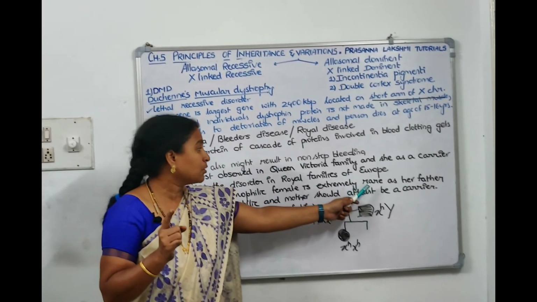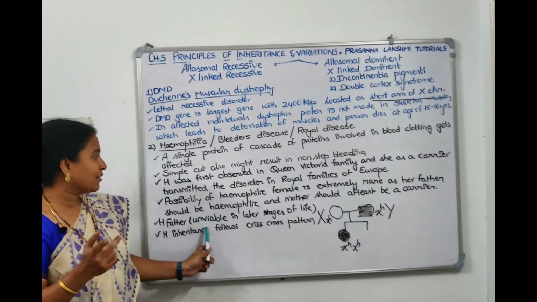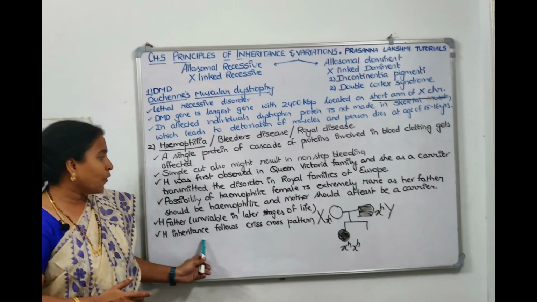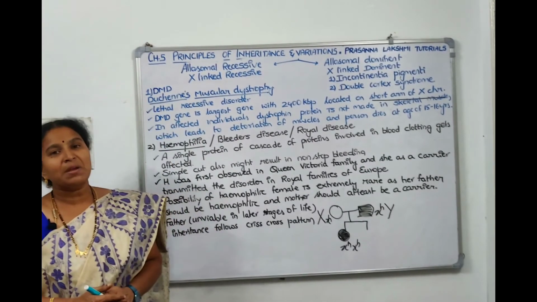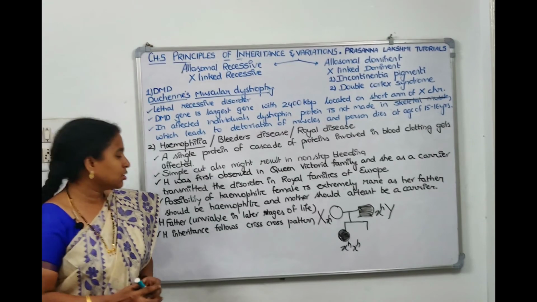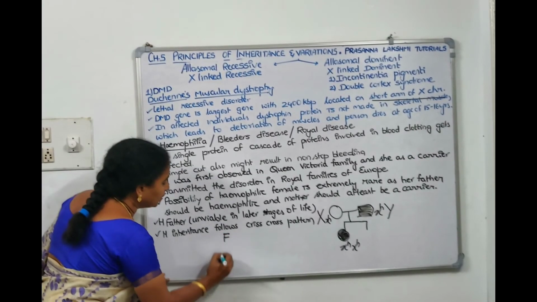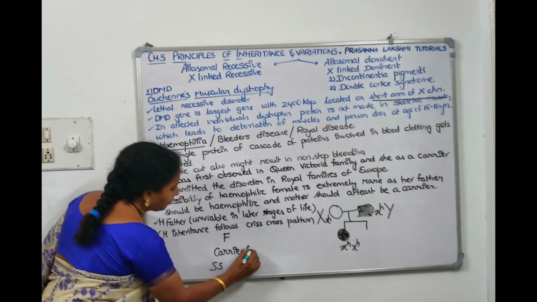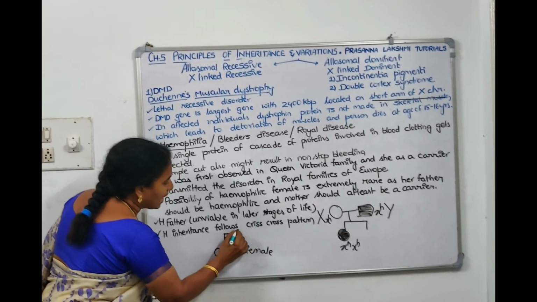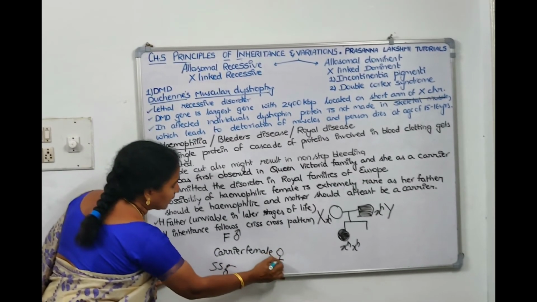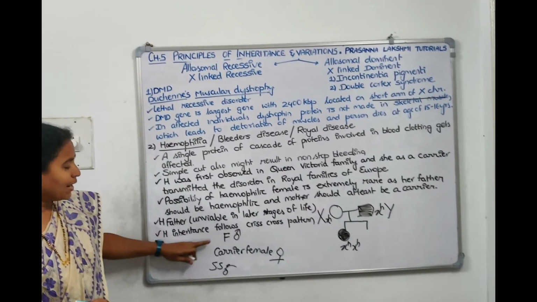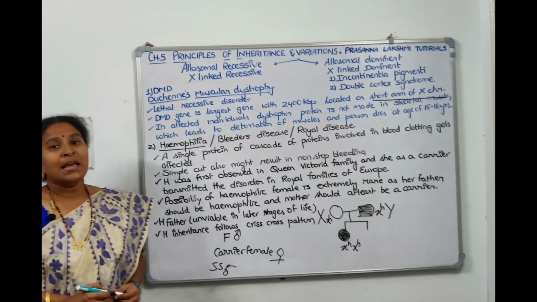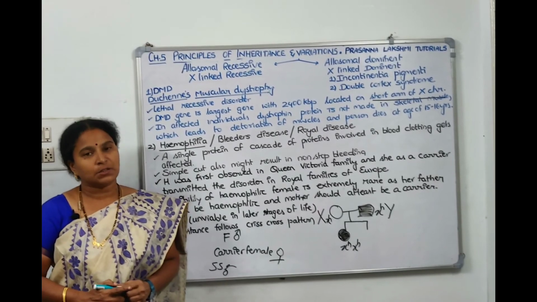So the possibility of a hemophilic female is extremely rare. Why is it extremely rare? Because her father should be hemophilic, and such fathers will not be there, and the mother should be at least a carrier. And hemophilia follows crisscross inheritance. What do you mean by crisscross inheritance? It means from father to grandson via a carrier female, from male to male via a carrier female. This is called crisscross inheritance. X-linked recessive disorders follow crisscross inheritance.